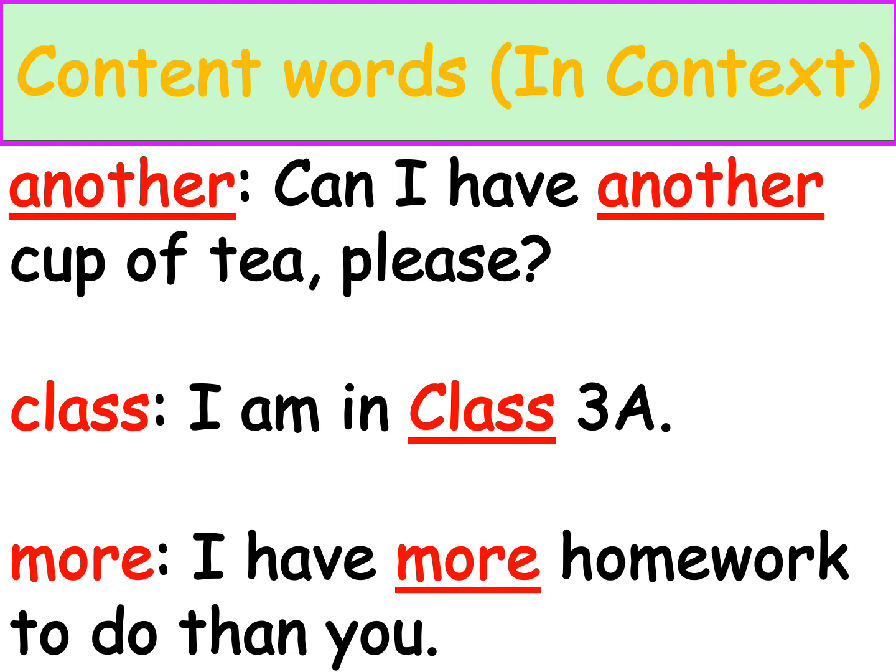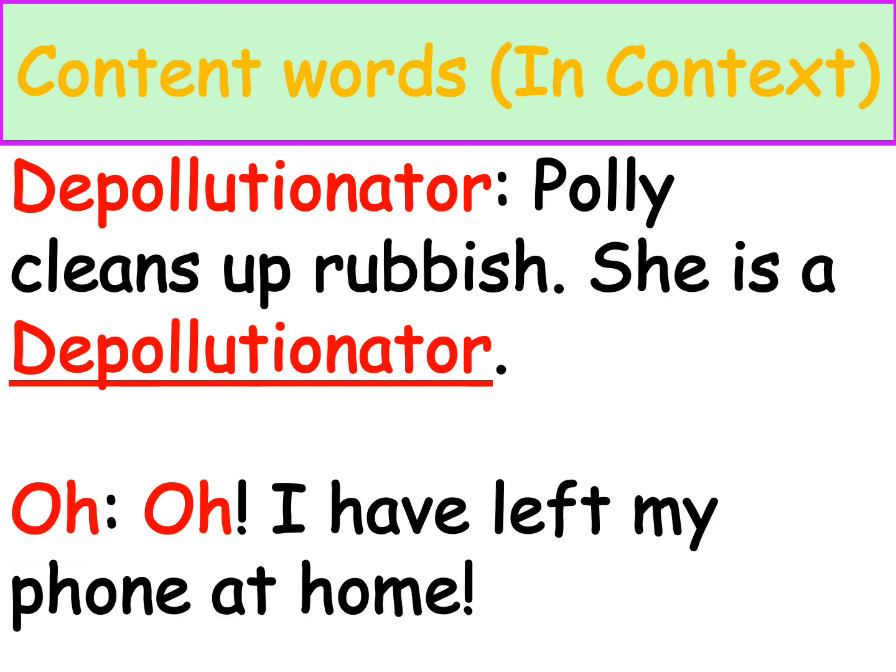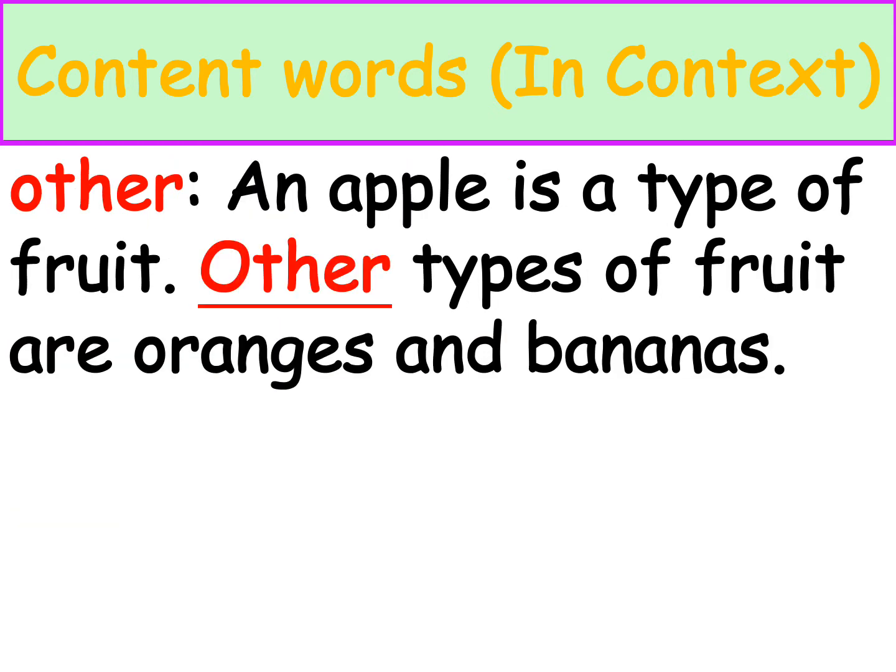More. I have more homework to do than you. Depollutionator. Polly cleans up rubbish. She is a depollutionator. Left. Oh, I have left my phone at home. Other. An apple is a type of fruit. Other types of fruit are oranges and bananas.